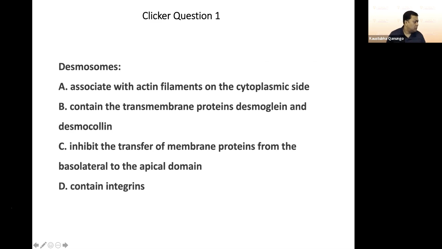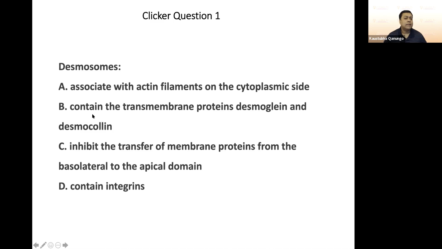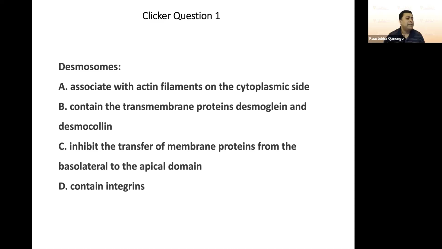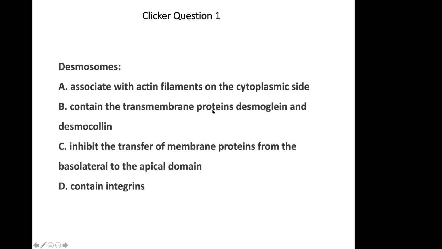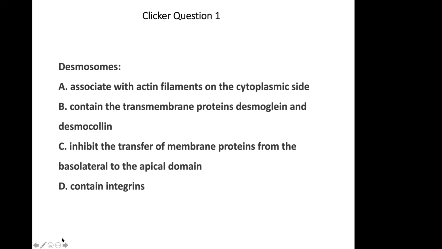Latson, do you have a question on this one? Yeah, I was just wondering which one was the right answer. Oh, yeah, the B. Oh, I did not say that. I missed it. So B is the correct answer. Okay, that's what I thought. I just wanted to make sure. Yeah, it contains the transmembrane proteins desmoglein and desmocollin. So B is the correct answer. Good, everyone?